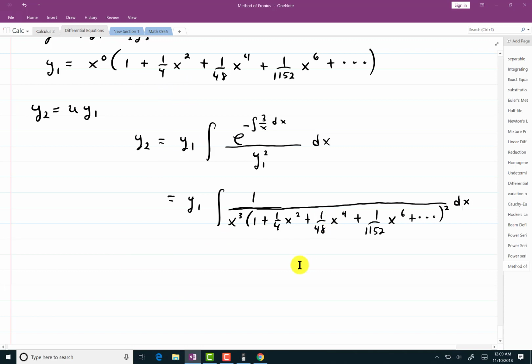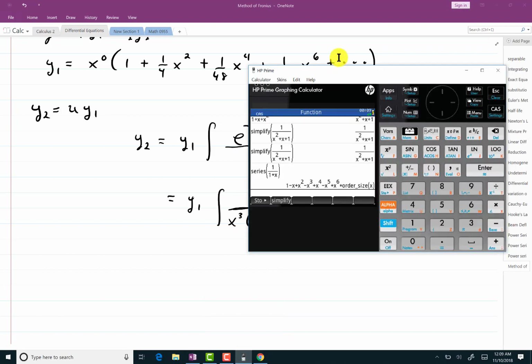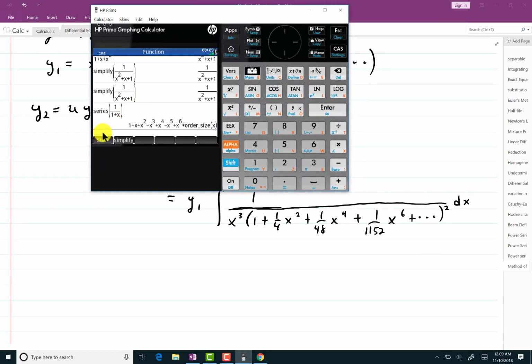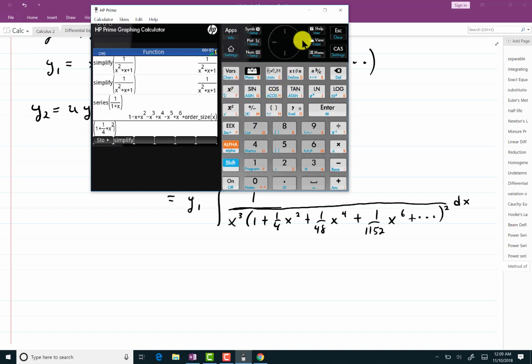So anyways, let me give you an idea of what you can do on a computer algebra system. Here I have a Hewlett-Packard calculator. I've been playing around with the series command. First, what I would do is start by squaring the polynomial. So we'll have 1 plus 1/4 times x squared. You're not going to be able to put dots in this calculator, you're going to have to just settle for several places here.